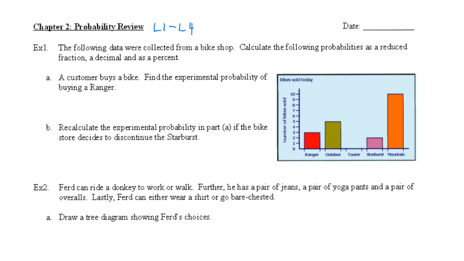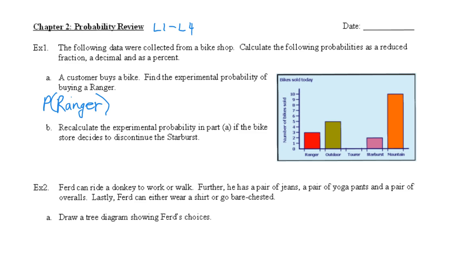So this problem says the following data were collected in a bike shop, and all that information is actually in our graph. So we're going to interpret information from the graph and come out with some sort of probability. All right, now calculate the following probabilities as a reduced fraction as a percent. Okay, now let's look at this first one. It says the customer buys a bike, find the probability of buying a Ranger. So we need to find the probability of a Ranger, okay?